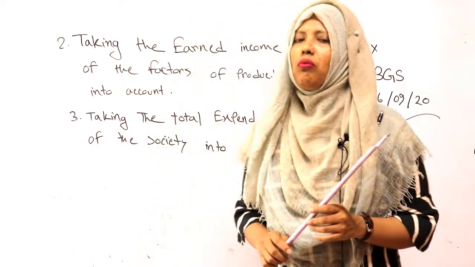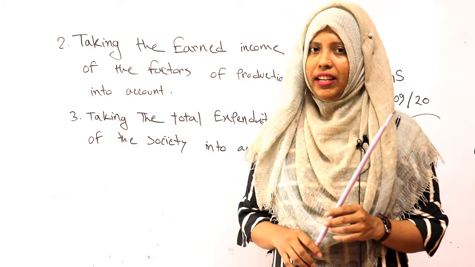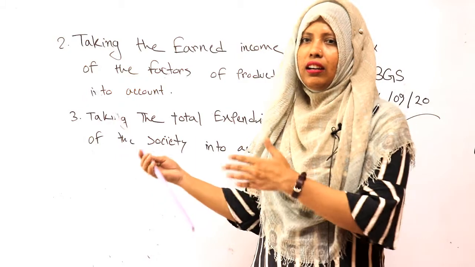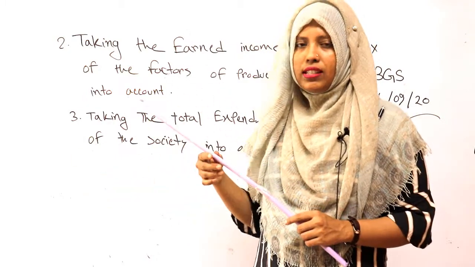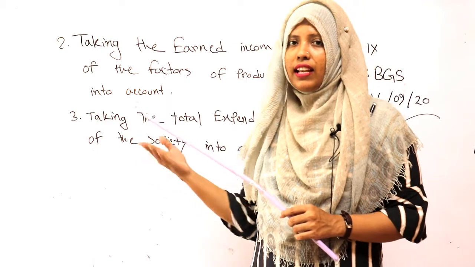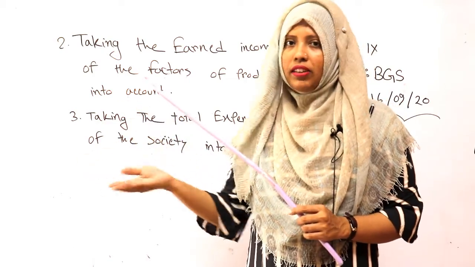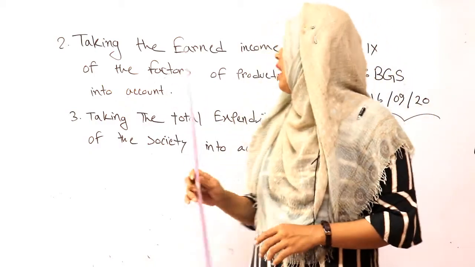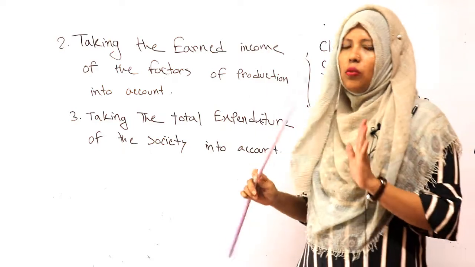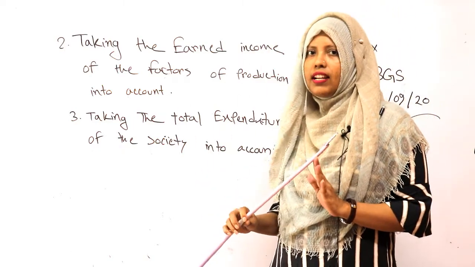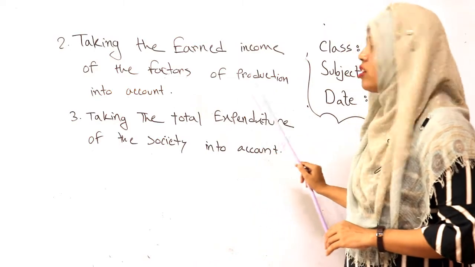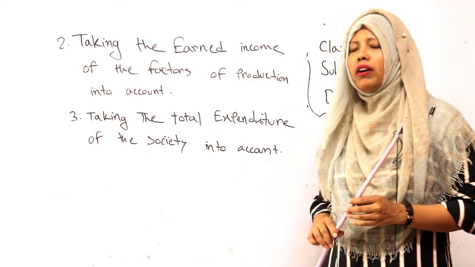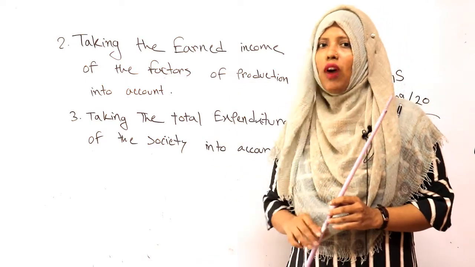Can you tell me what their earned income was? Yes, students, the land's income was the rent, the labor's income is the wages, the capital's income is the interest, and the organization's income is the profit. And the summation of these four earned incomes, wages, profit, interest and rent, is the measurement of our total GNP of 1 year.